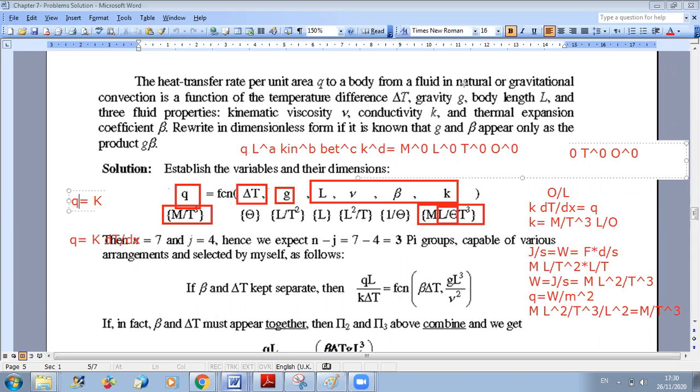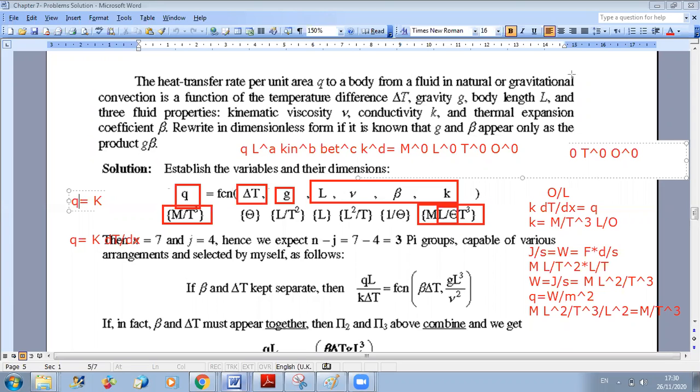But a question: what was the answer to the question, what's the dimension of dt over dx? dt over dx is theta over L. What is dt? Okay, correct. Temperature gradient, theta over length L. Okay.